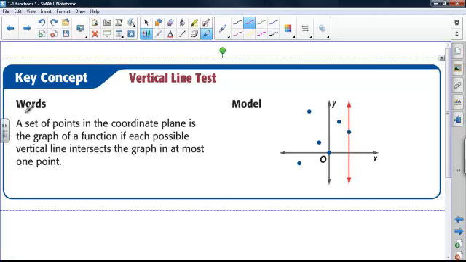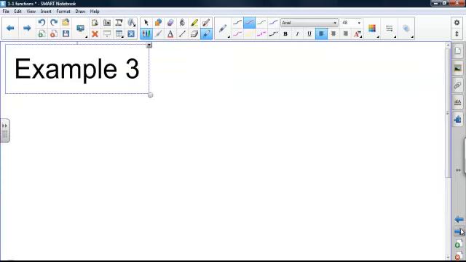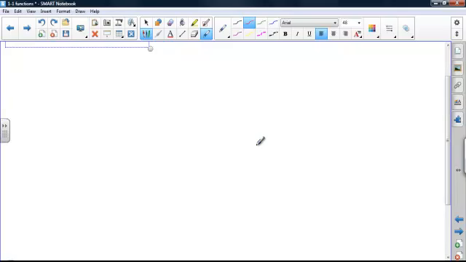Vertical line test. The great thing about the graphs of functions, we can see if it's a function really quickly. And the way we do that is something called the vertical line test. What this says is I will have this vertical line, and if it hits more than one point at any given time, then it's not a function. That's all the vertical line test says. So when I'm looking at example 3, I'm going to put a graph up here, and I'm going to show you how we use the vertical line test. So I'm going to have this graph.